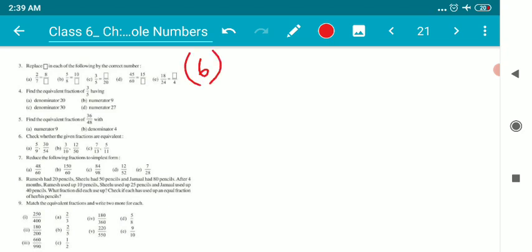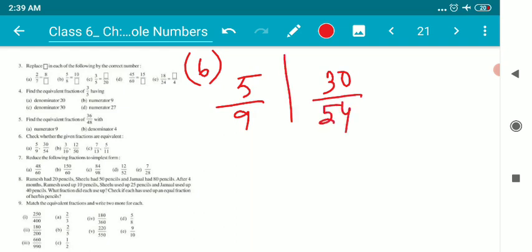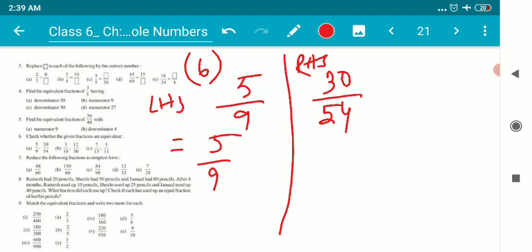Check whether the given fractions are equivalent fractions or not. Two fractions are there, 5 by 9 and 30 by 54. Children, there is no rocket science in these questions. It's really very simple to understand, a very simple process to solve these things. I'm going to mark this as left hand side, and this one would be considered as right hand side. Children, 5 by 9, can we reduce this number? Of course not. 5 and 9 cannot be reduced, so it will be left as it is, 5 by 9 only.